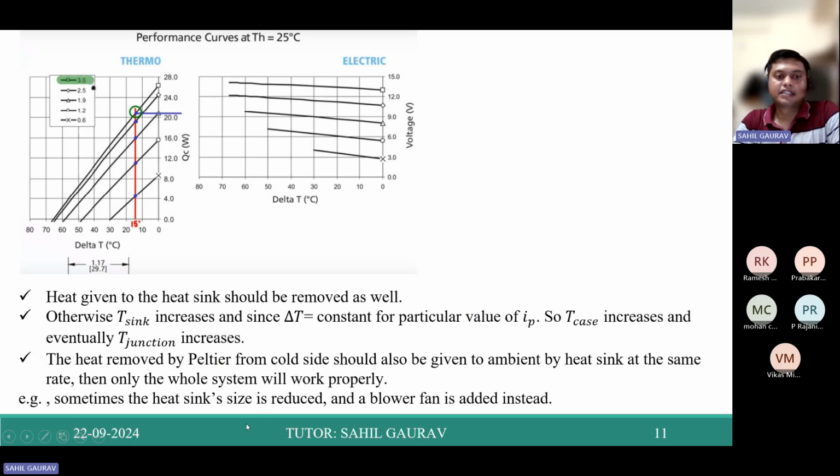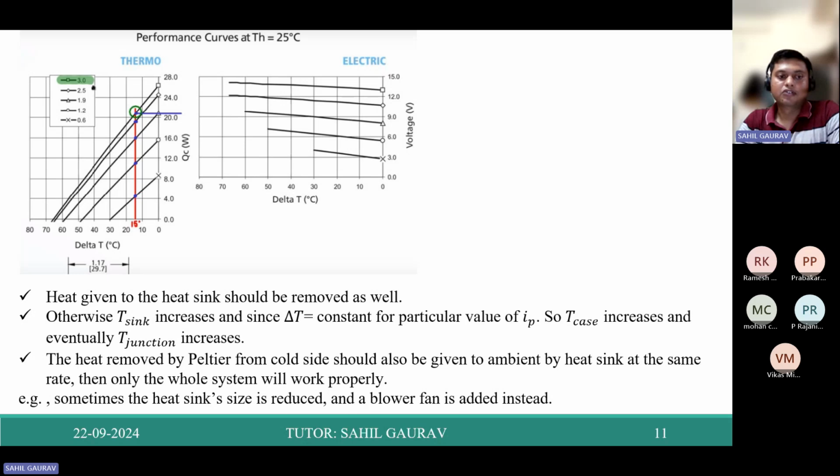So sometimes the heat sink size is reduced and a blower fan is added instead. So what is the solution for this problem? If you don't remove the heat from the heat sink, then it flows back to the case or the junction. Then again, whatever energy you have put in to extract the heat energy from the cold body to the hot body comes back to your case or your junction.